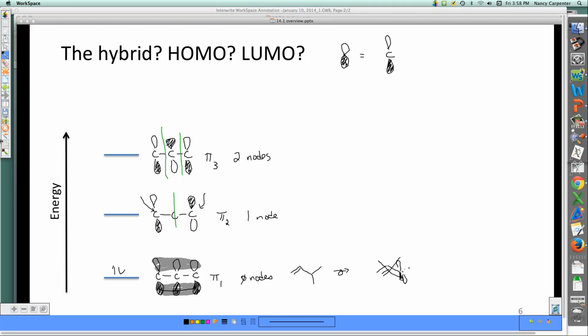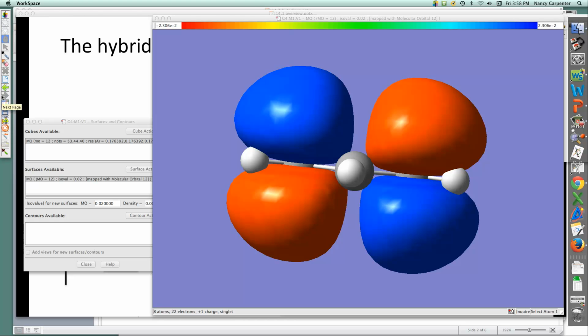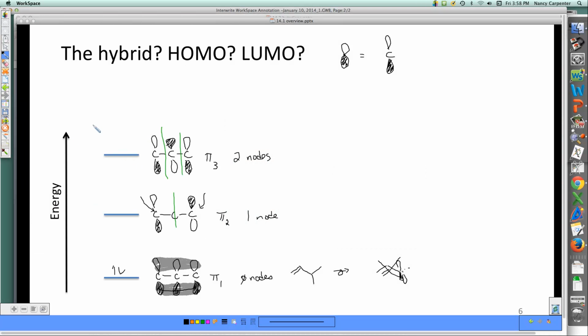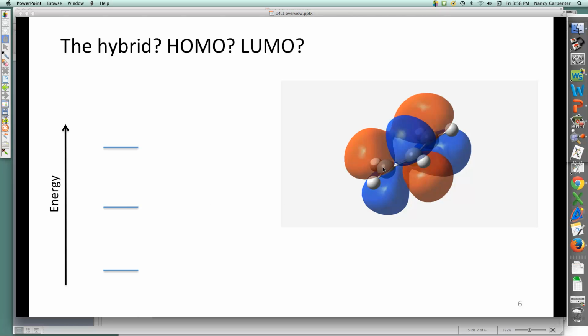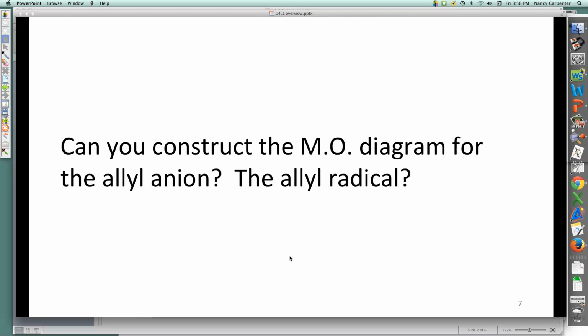But before we do that, I want to get back to here. Show you the picture of the pi 3 fully antibonding orbital, so you can see nice node there, nice node there. That's what pi 3 looks like according to Gaussian. But at this stage, what you want to do is ask yourself, can you now do this same sort of mental exercise for the allyl anion?